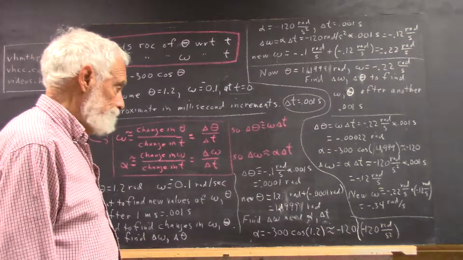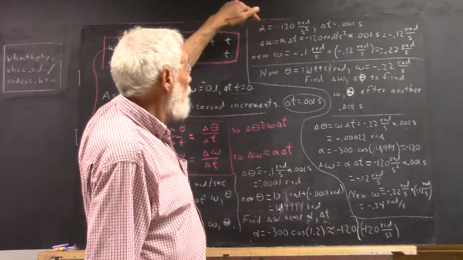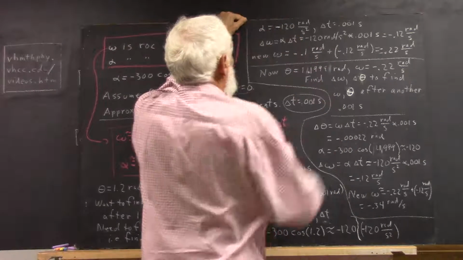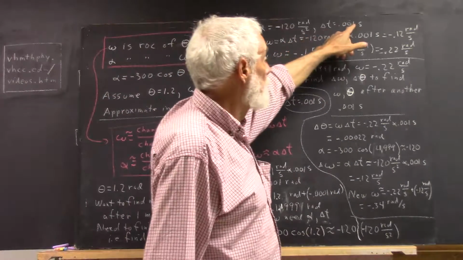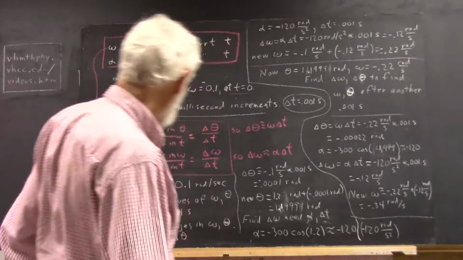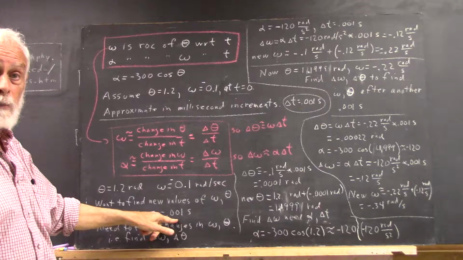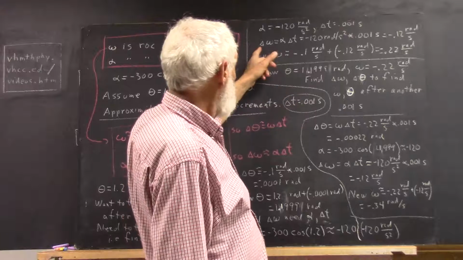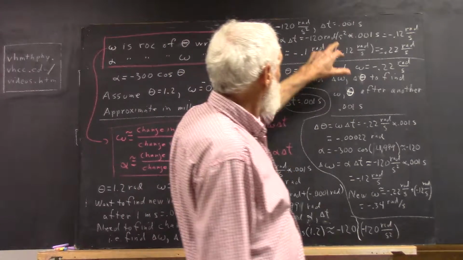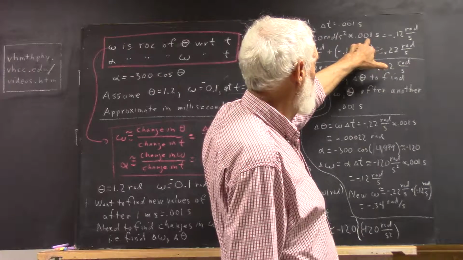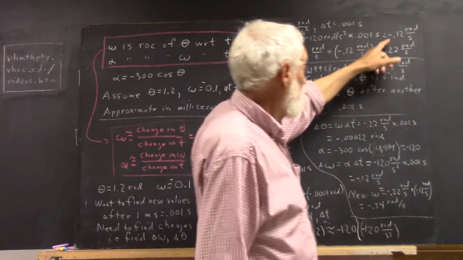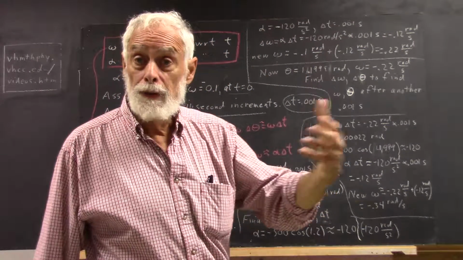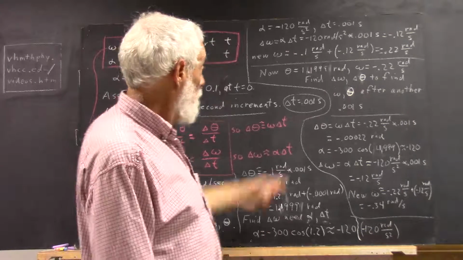Okay, so now we come all the way up to here. Alpha then is negative 120 radians per second squared. There is a negative sign there that's been mostly erased. And delta t is, again, our 0.001 second. We're still figuring out approximately what happens during this first millisecond increment. So delta omega is alpha delta t, negative 120 radians per second squared times 0.001 seconds, and that comes out negative 0.12 radians per second.